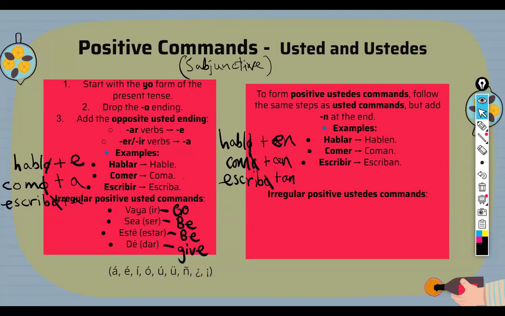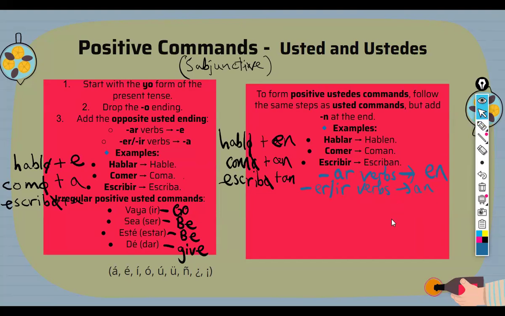And some irregular positive, well, hold on. Let's just make sure this is clear. What color could I use here? Well, let's try blue. So for AR verbs, you had this little note for the others, right? So I'll just add it here. For AR verbs, we are adding EN. And then for ER and IR verbs, we are adding AN. Okay?